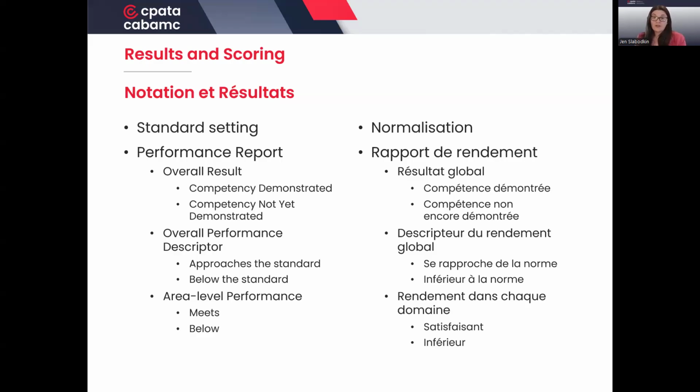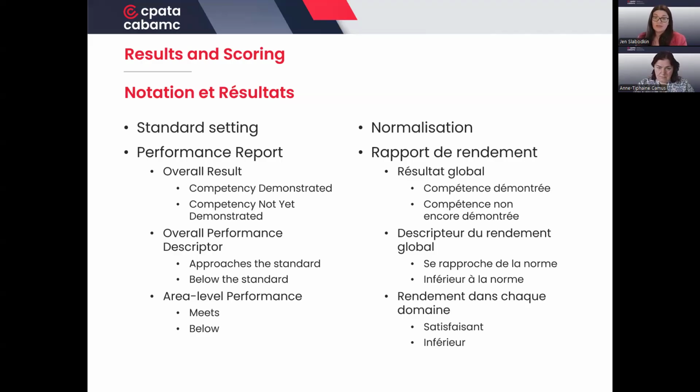The performance report also includes an overall performance descriptor that compares the candidate's performance to the minimum standard. This information, along with measurement variability data, informs an estimate of how close the candidate's performance was to the passing standard. Candidates who receive an overall result of competency not yet demonstrated would receive a corresponding performance descriptor of either approaches the standard or below the standard. Approaches the standard means that the candidate's performance on the exam was close to the passing standard, showing some potential. However, improvement is needed to meet the standard. Below the standard means the candidate's performance was below the passing standard and improvement is needed.